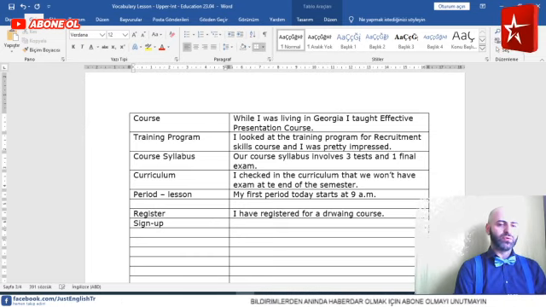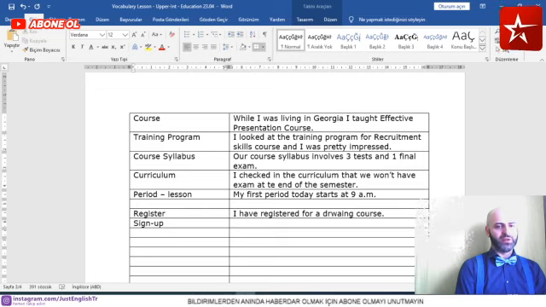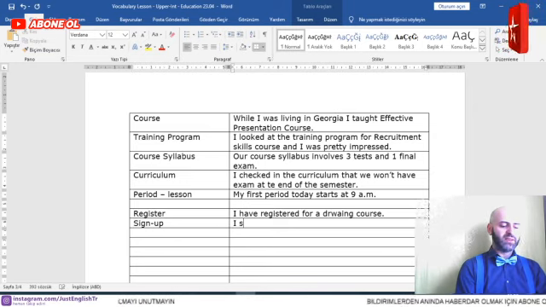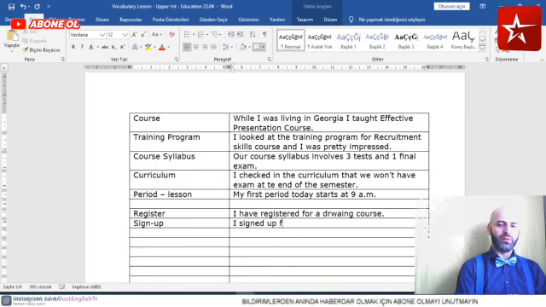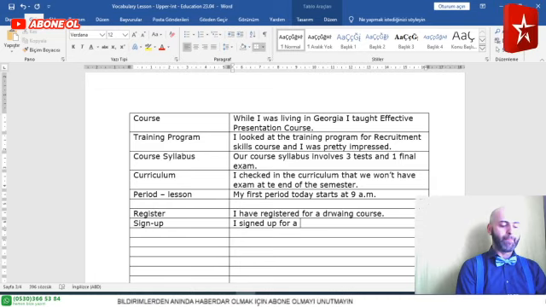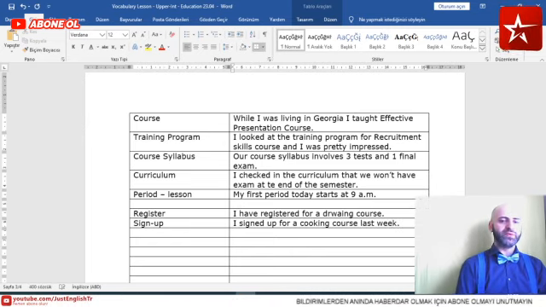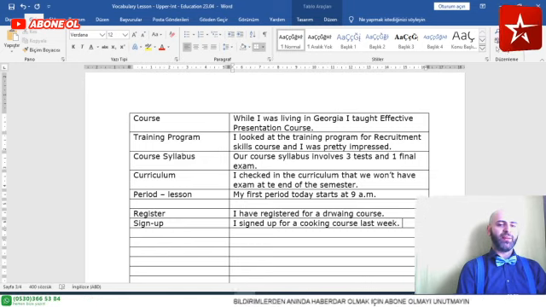Sign up is usually used for free courses. When you don't need to pay any money, you don't need to make any contract, you just need to sign up for something. I signed up for cooking course last week. So this is how we can use register and sign up.